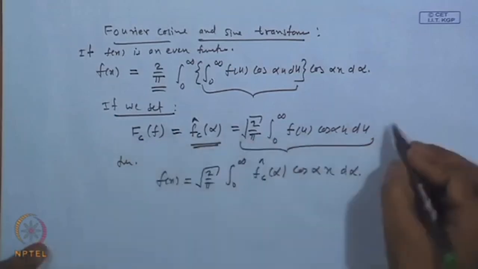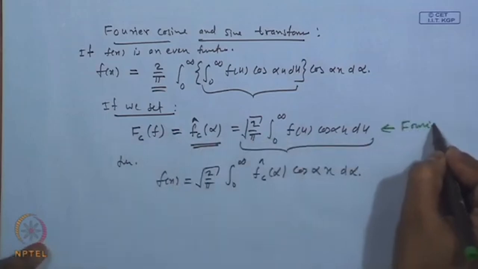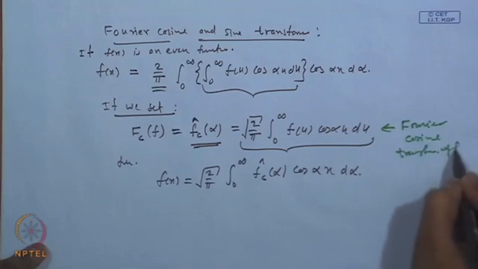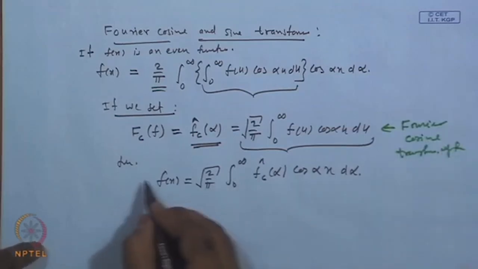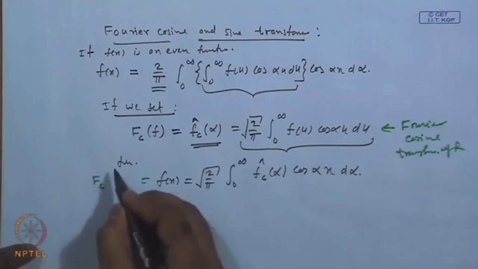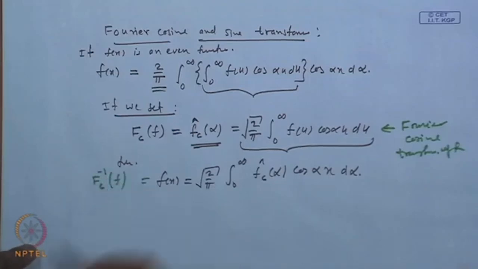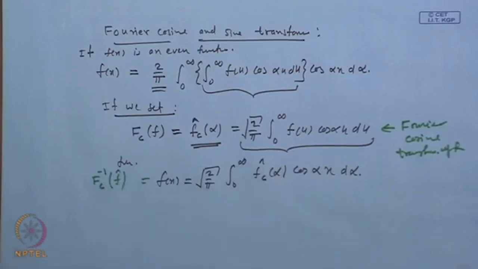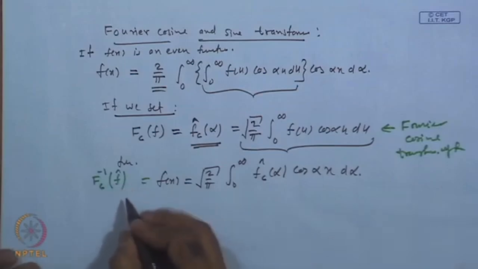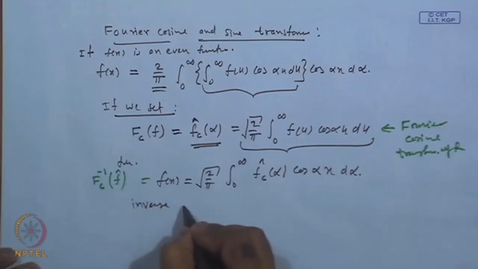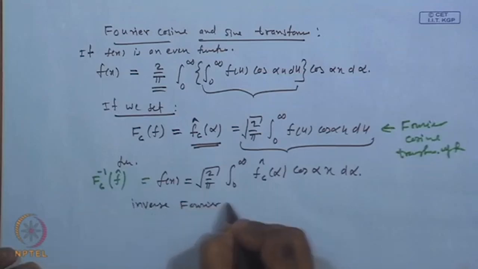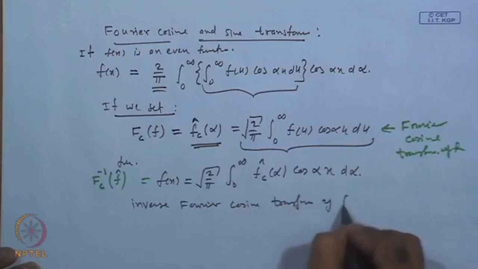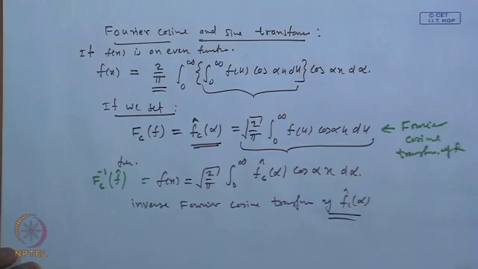So this is called the Fourier cosine transform of f, and here we can also write it as the cosine transform of f. This is called the inverse Fourier cosine transform of f_c hat of alpha.